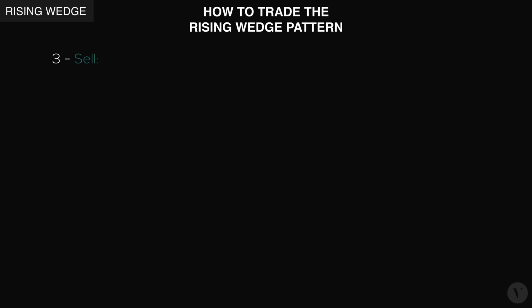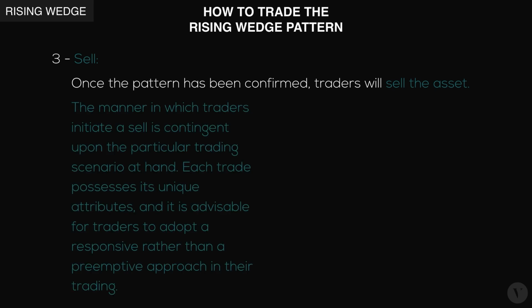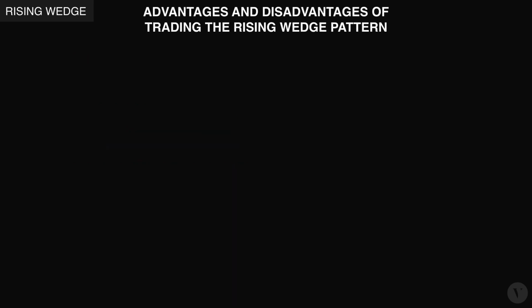3. Sell. Once the pattern has been confirmed, traders will sell the asset. The manner in which traders initiate a sell is contingent upon the particular trading scenario at hand. Each trade possesses its unique attributes, and it's advisable for traders to adopt a responsive rather than a preemptive approach in their trading. Advantages and disadvantages of trading the rising wedge pattern.